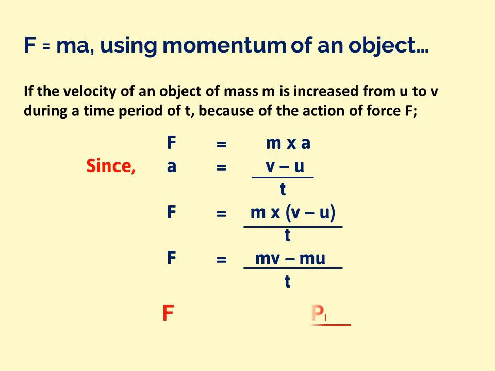Accordingly, we derive a relationship, a formula here, that is F equals final momentum Pf minus initial momentum Pi divided by the time taken, and this is a formula that we usually use in questions in our exam papers, right?